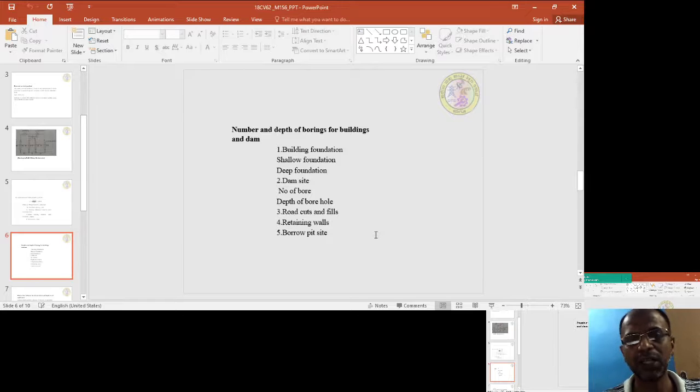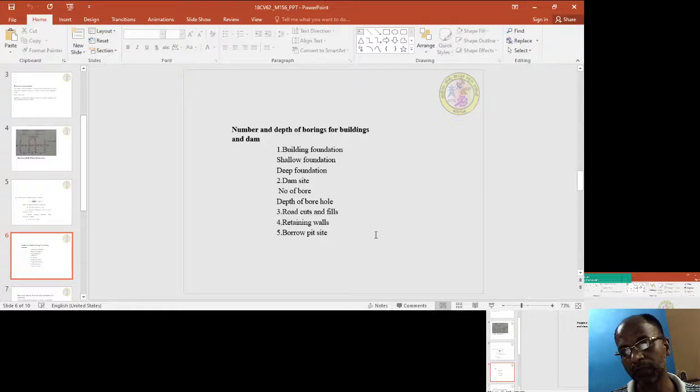Coming to the retaining wall. The retaining wall is a structure which retains the soil as a backfill material. In case of retaining wall, whatever width of the retaining wall is there, 1.5 times the width will be depth of the borehole. Number of borehole is same as that, 0.4 hectare, one borehole we have to do. Coming to the borrow pit area.